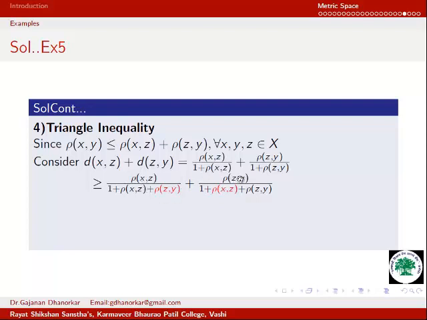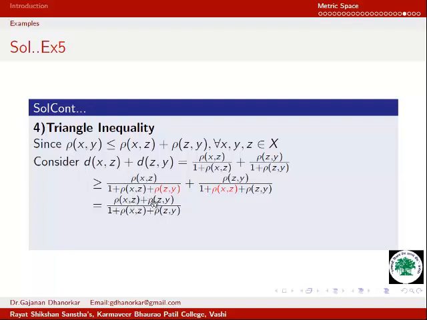Now I can add the numerators easily because the denominator is the same. Now we get rho of xz plus rho of zy in the numerator, divided by this denominator. Now here we are knowing that rho of xz plus rho of yz is greater than or equal to rho of xy. And here also this number is greater than rho of xy. That means this total number is greater than rho of xy.